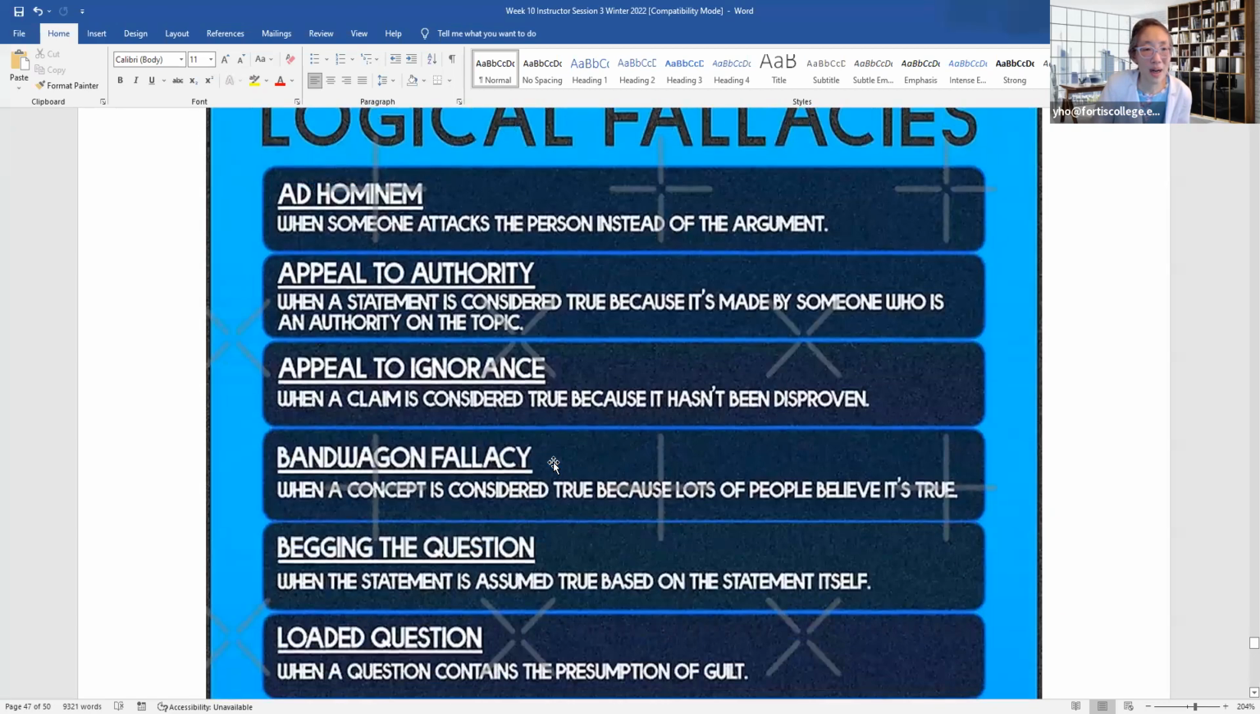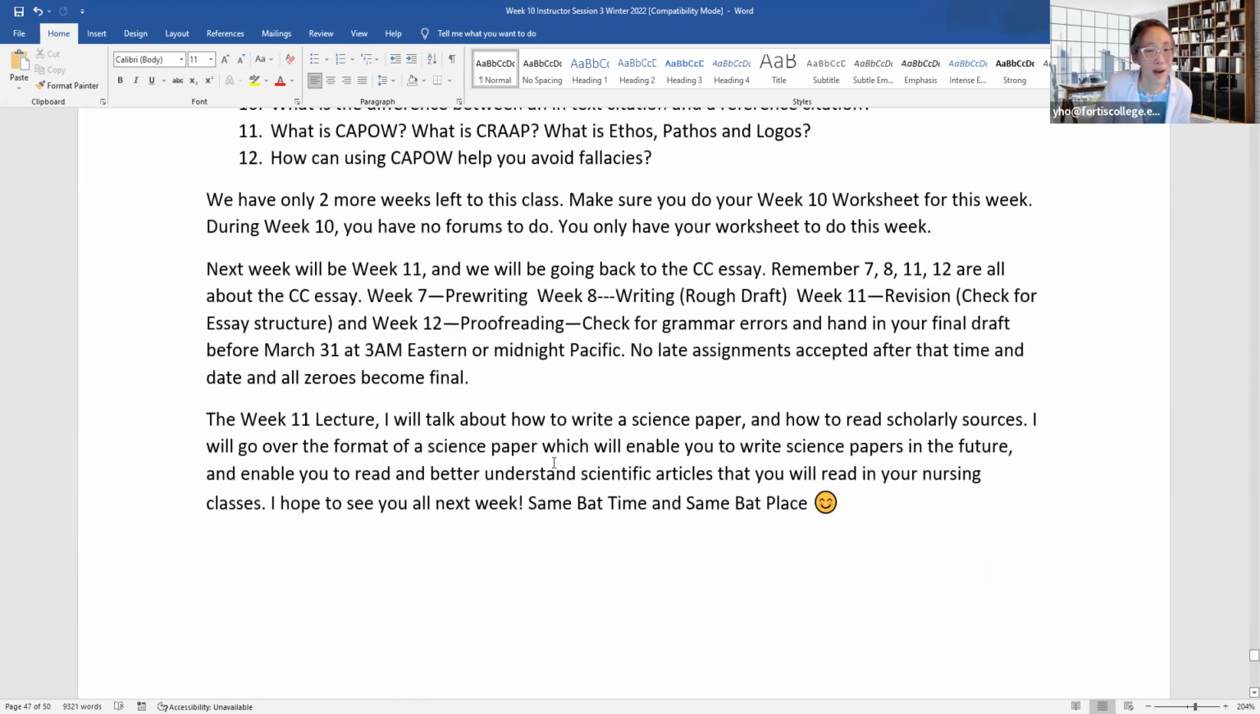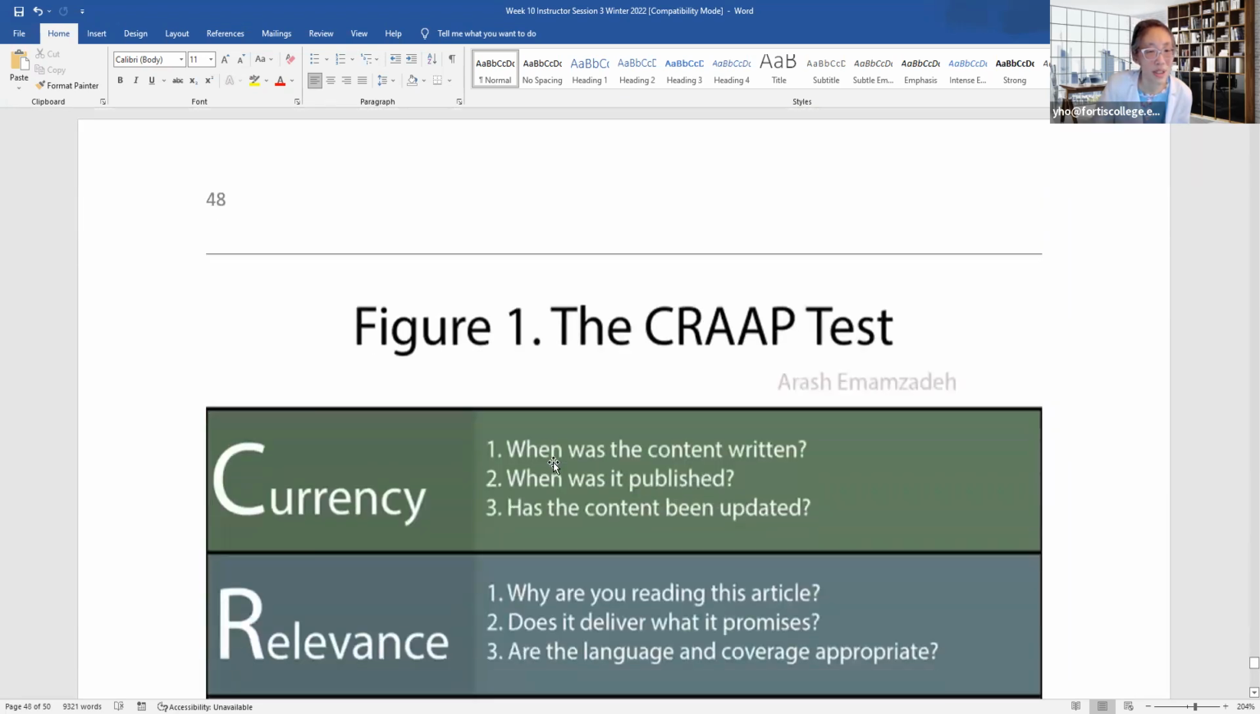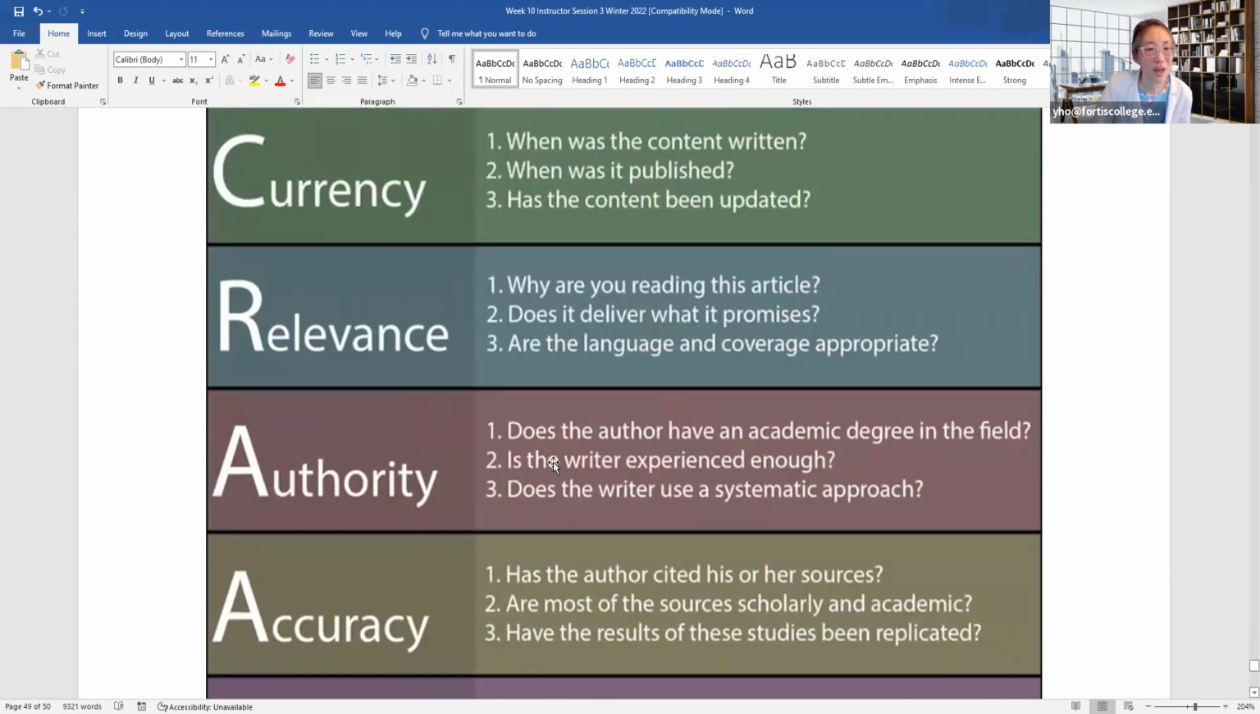Anyway, 10 common logical fallacies, and then we have only two more weeks left in this class. And here is CRAP. Okay, it's another way. Currency. When was the content written? When was it published? Has the content been updated? So this you can use with your kids to evaluate sources, especially 10th grade, when they're starting to do papers.